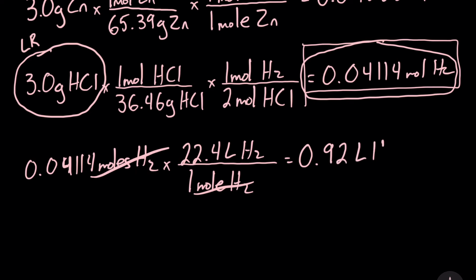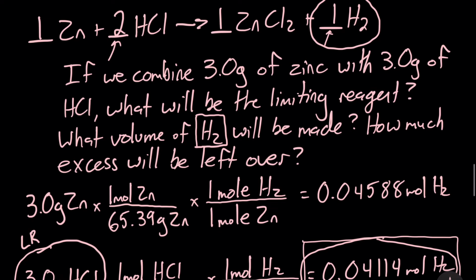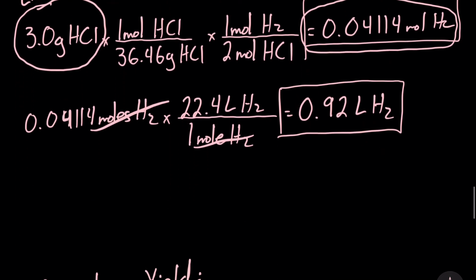0.92 liters of H2. Okay, and again, that makes sense with our sig figs. We were given 2 in our question for both of our numbers given, so 3.0 grams and 3.0 grams. So our sig figs do make sense.